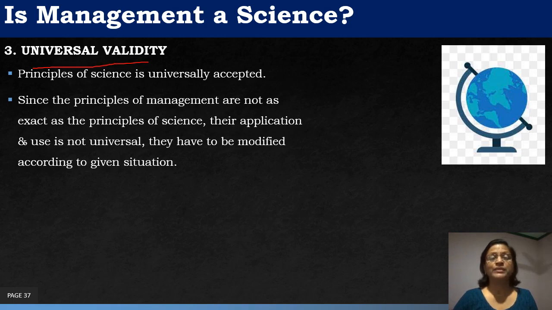Universal validity. Principles of science are universally accepted. You go to Japan, you go to US, you go to UK, or here, everywhere the same kind of principles are being followed. Since principles of management are not as exact as principles of science, their application and use is not universal. In India, the business environment is different, so different methods are being used. In Japan, it is different. In US, it is different. So the principles that are used in India, maybe not accepted in US. We can't be sure of.